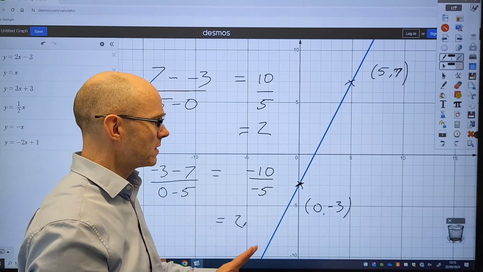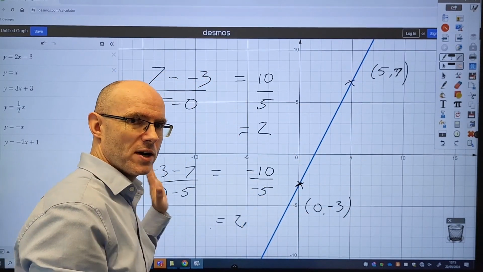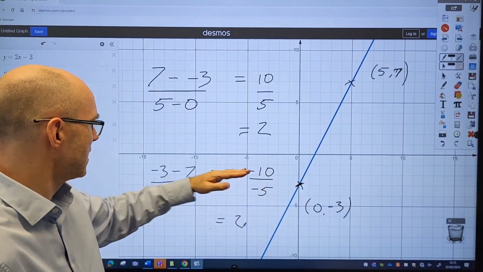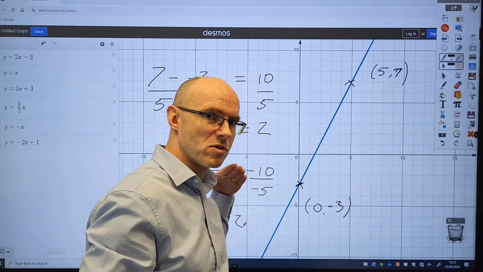But also notice it's sloping upwards, always reading from left to right, as we do with graphs. Notice how the axis increases from left to right. So that's how we read it. We always read a graph from left to right.